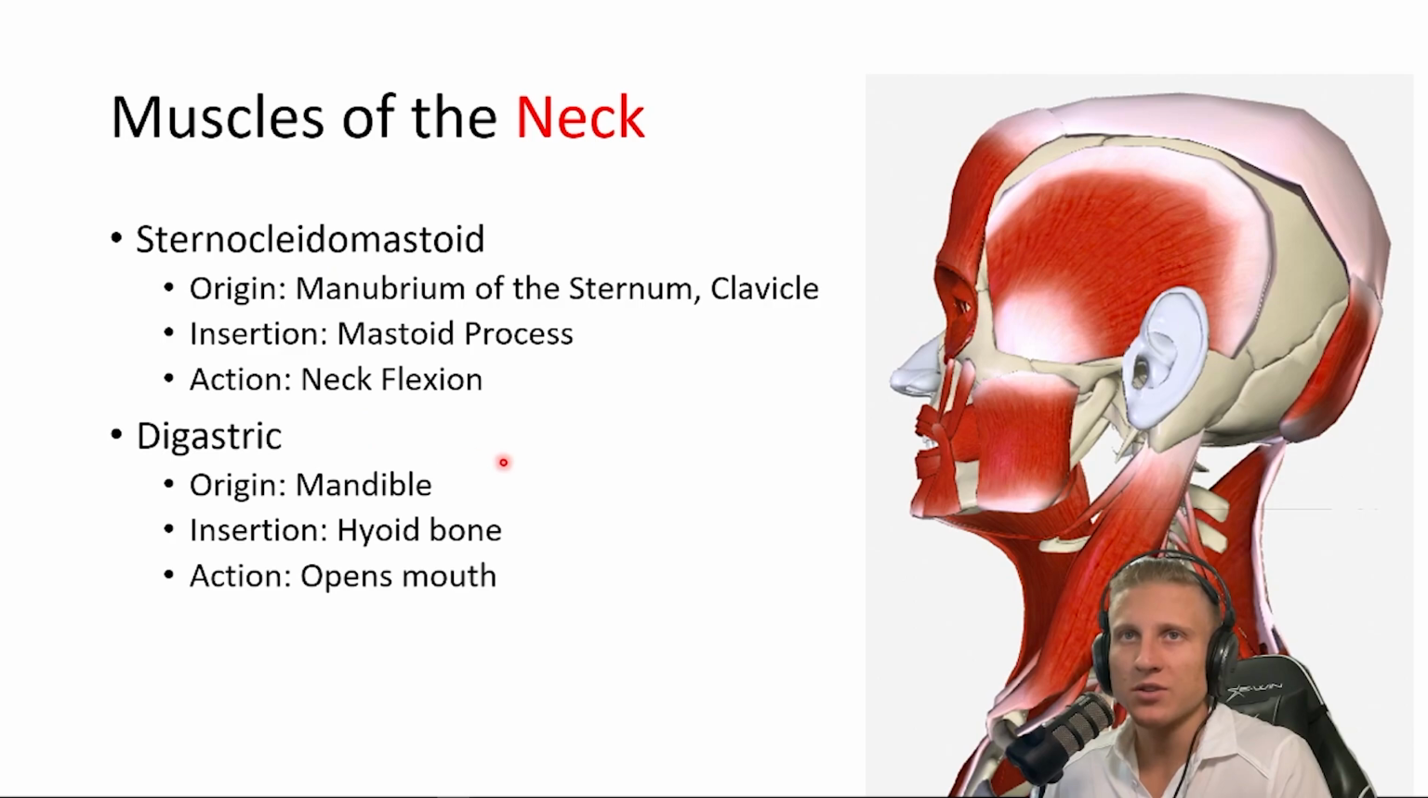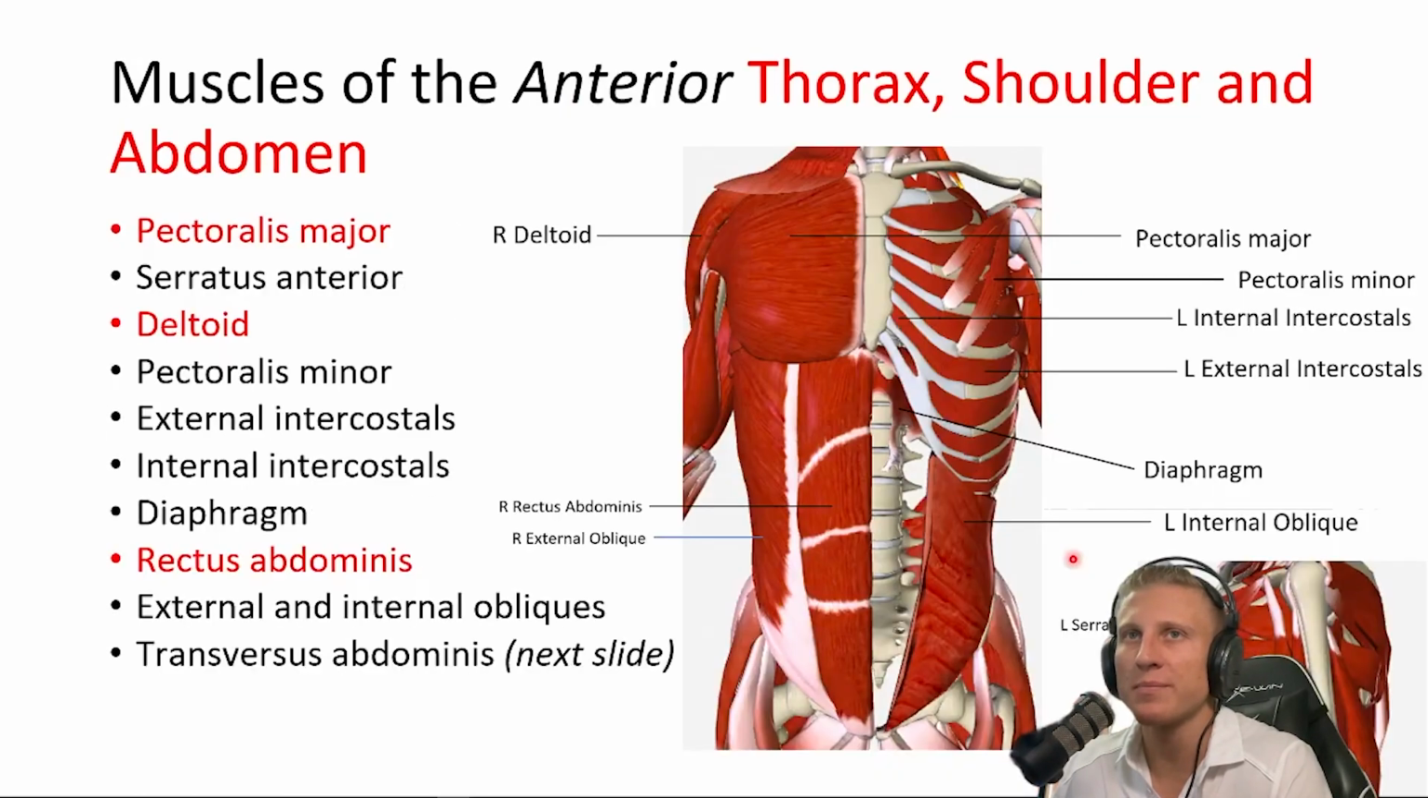Then we have the digastric. Okay, so origin is on the mandible, and insertion is on this hyoid bone right here. So this guy right there, and it's part of pulling open your mouth. Obviously, therefore, it's also related a little bit to swallowing, things of that nature. So just remember, the hyoid bone is probably the most interesting part about that.